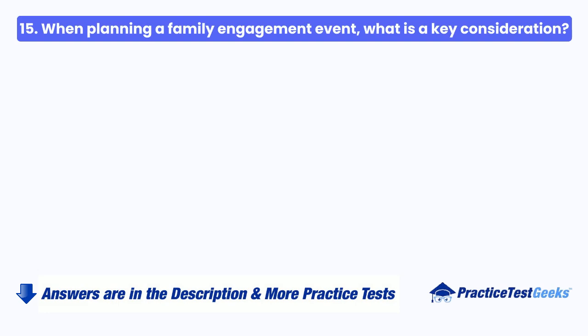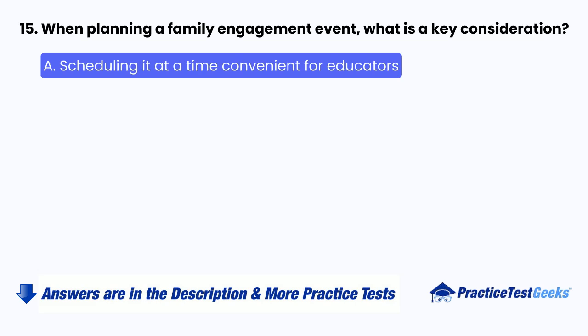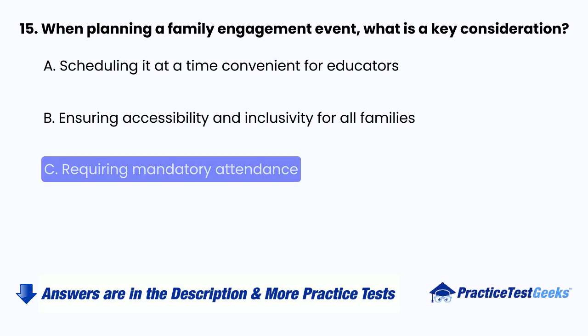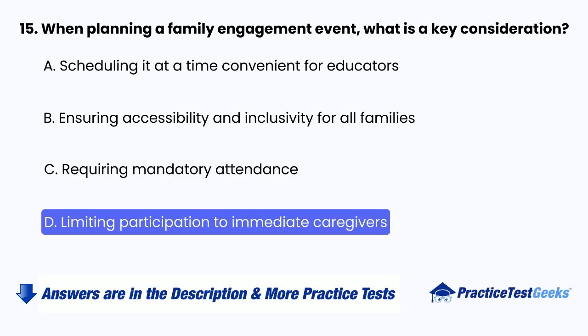15. When planning a family engagement event, what is a key consideration? A. Scheduling it at a time convenient for educators. B. Ensuring accessibility and inclusivity for all families. C. Requiring mandatory attendance. D. Limiting participation to immediate caregivers.